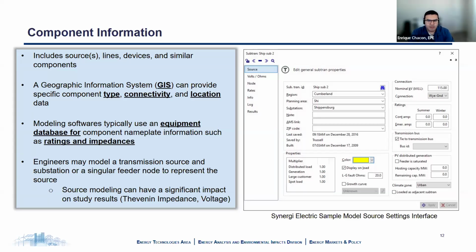So a lot of times, utilities may not do the step down transformer modeling, and that will be something where an engineer would be responsible for doing that. And essentially, through that, they would determine Thevenin impedances or voltages on a lower voltage level. So this is one sample screenshot, but there's many screenshots that show this information and how it's carried over from GIS. Next slide, please.